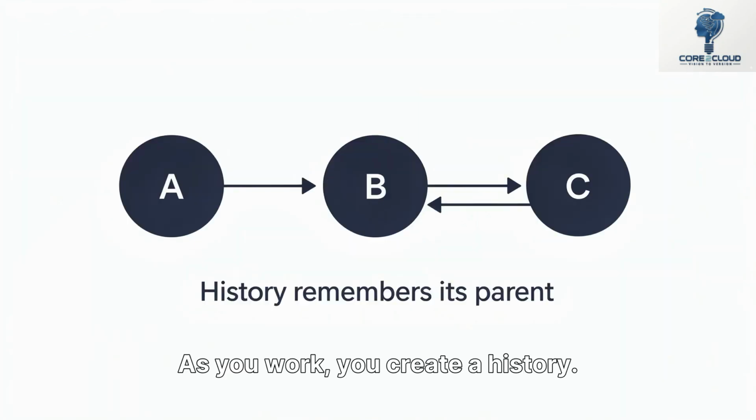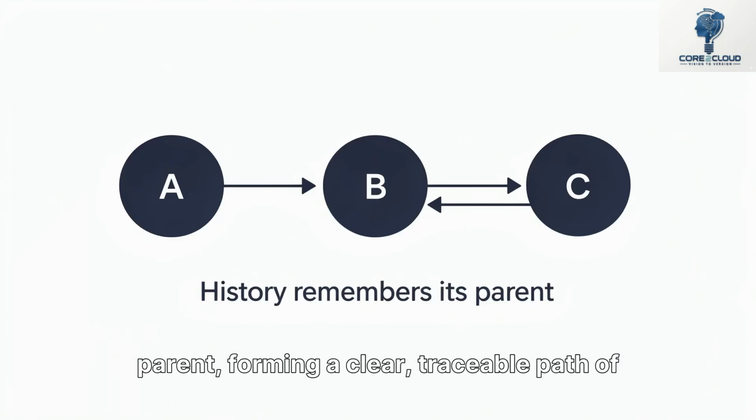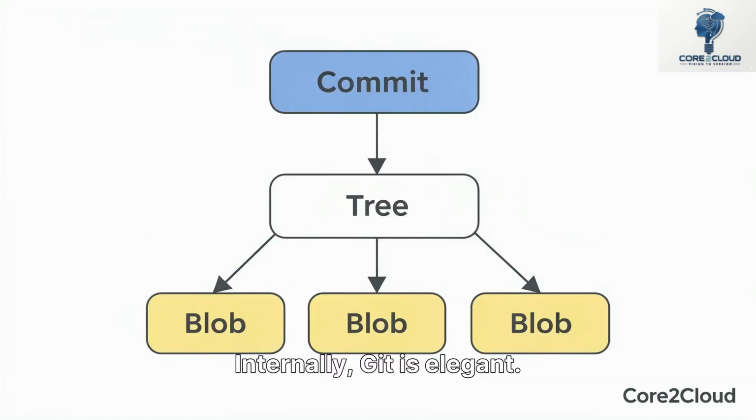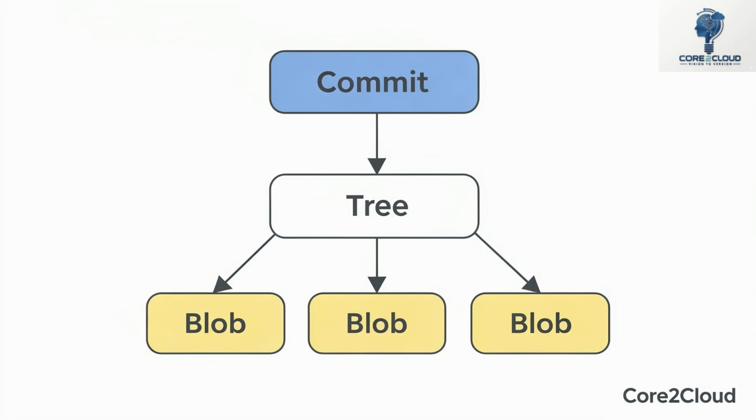As you work, you create a history. Each new commit points back to its parent, forming a clear, traceable path of every decision made in the project. Internally, Git is elegant. It converts files into blobs and folders into trees. These objects are what make Git incredibly fast and efficient.